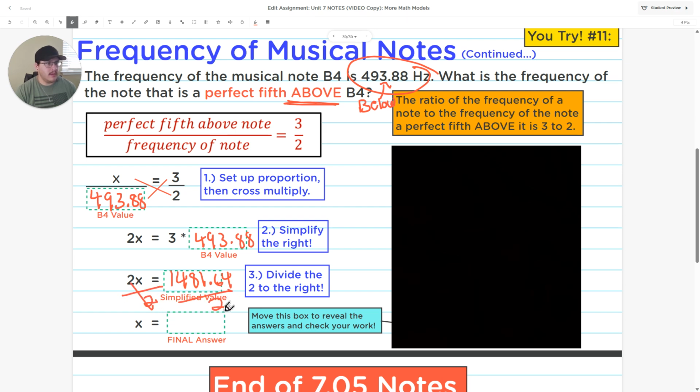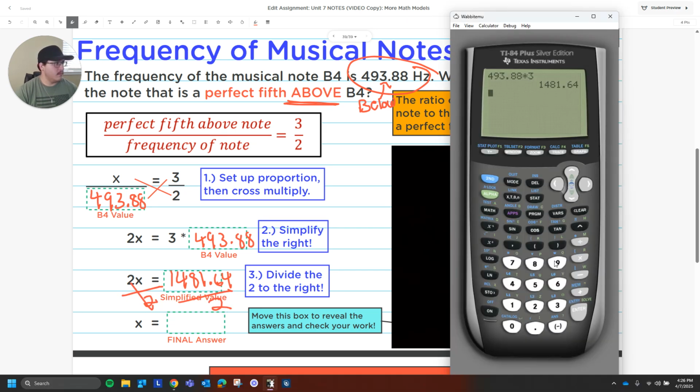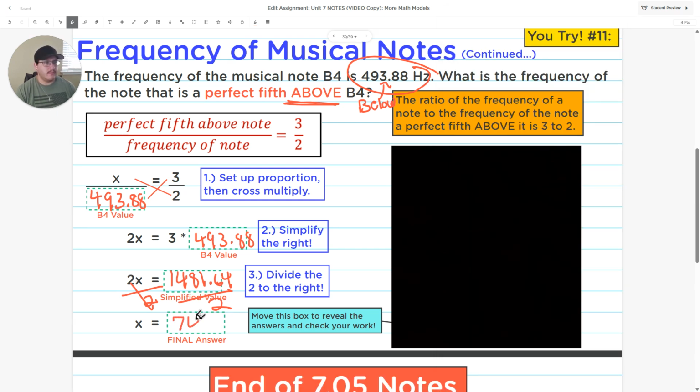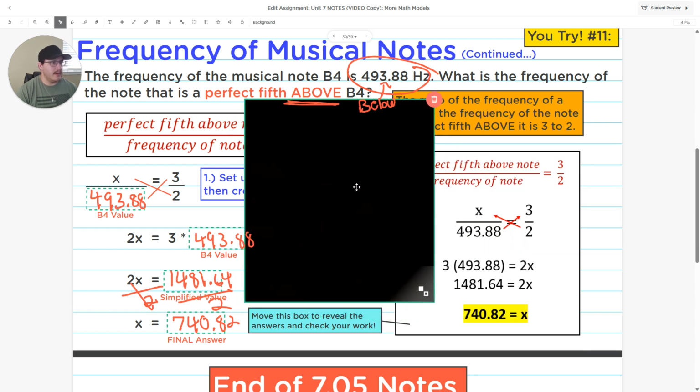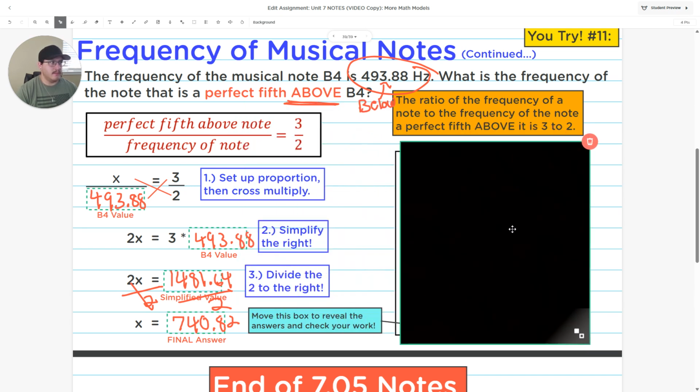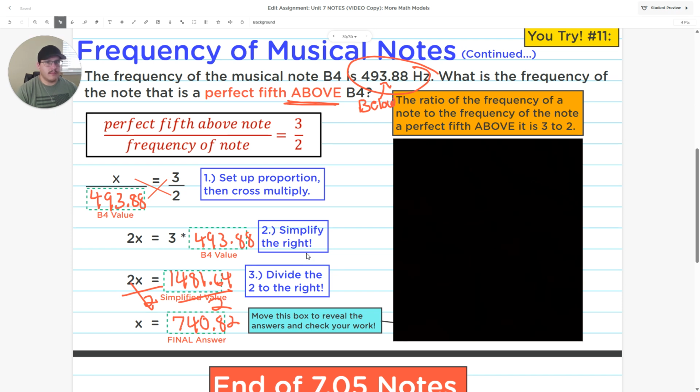Divide this by 2. Divide both sides by 2. And our final answer should be 740.82. And that is the perfect fifth above B4. 740.82. That's it for U-Try number 11. That's it for 7.05 notes and Unit 7 in general.